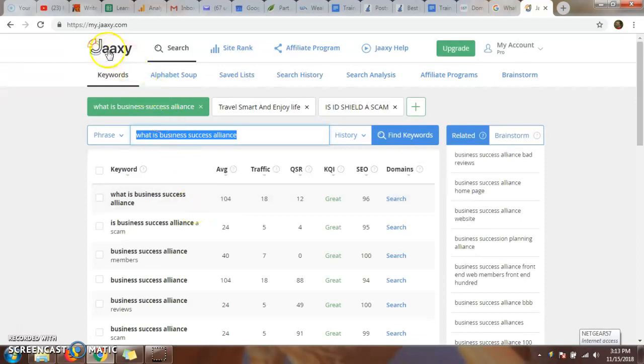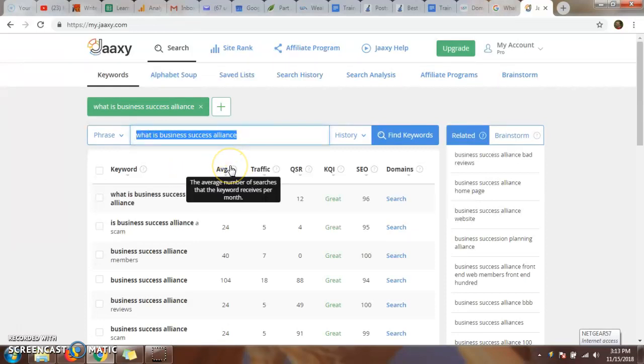All you're going to be using here with Jaaxy is the search feature, and we're going to be searching for keywords. You don't have to worry about any of these other things here, just plugging in our keyword phrases into this section. I've already put that in, and now let's take a look at these metrics.